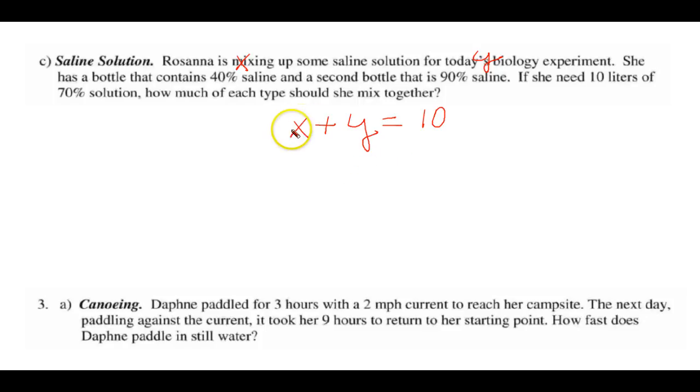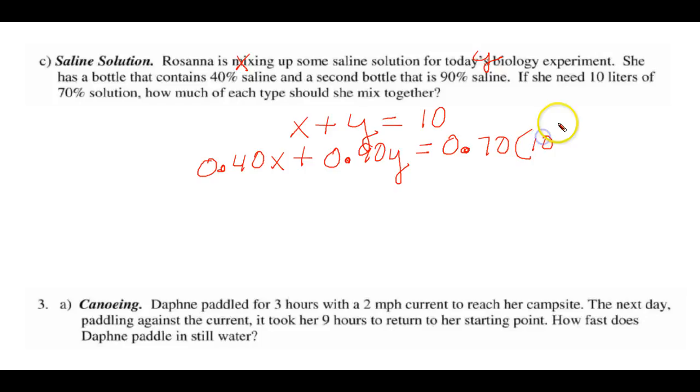Now the concentration of the 40% plus the concentration of 90% will equal what you want to get in the end, a 70% of 10. And once again, to get rid of our decimals, multiply every term by 100.